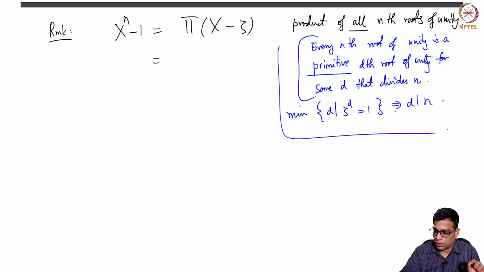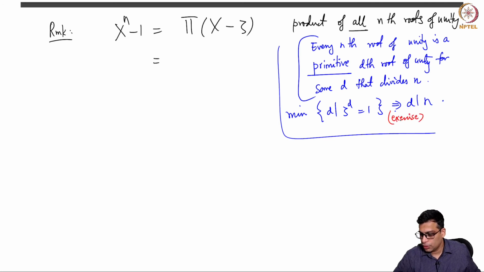Okay, so I will leave this as an exercise for you, because if it's not a divisor, you can write n equals dA plus b, and then you play around with these equations. Zeta power n is 1, zeta power d is 1, but then zeta power b will be 1, which will violate this statement.